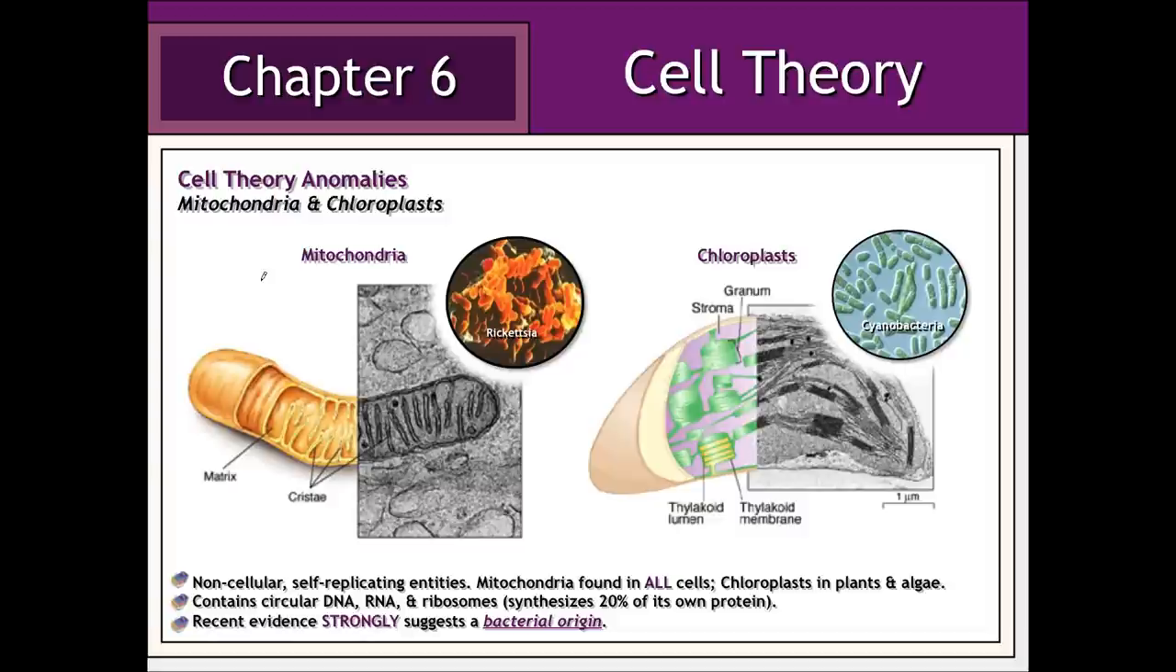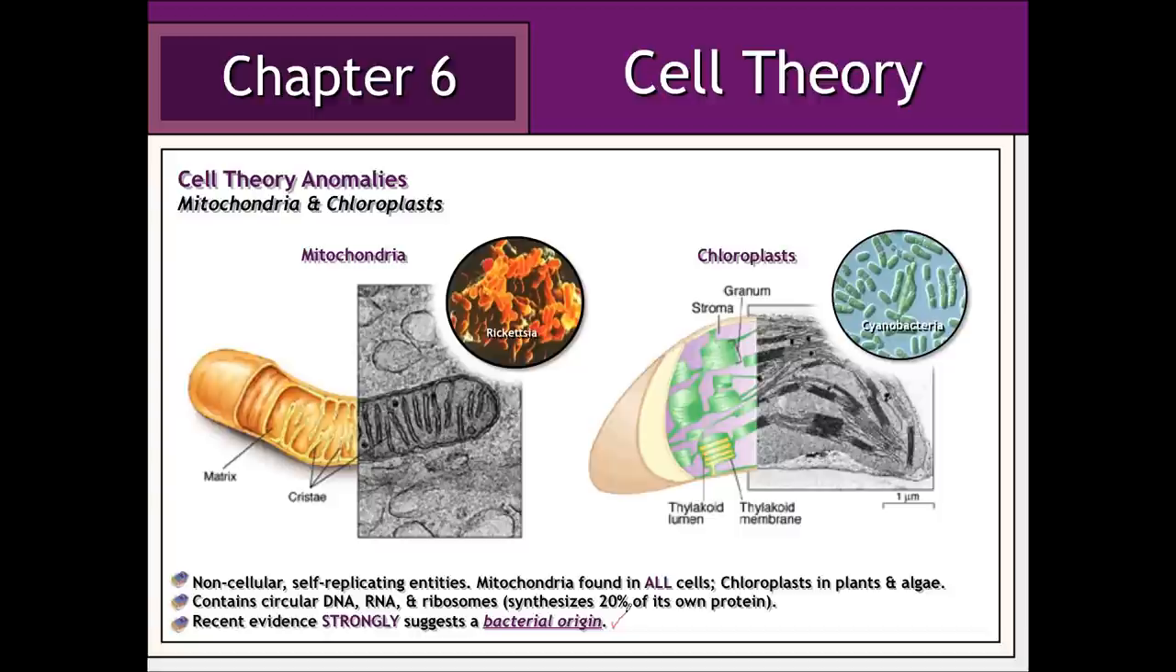However, as we will see, their existence makes a lot more sense when we view them through the lens of evolutionary history. Both mitochondria and chloroplasts are non-cellular, self-replicating entities. This is because both structures contain their own DNA, produce their own RNA, contain their own ribosomes, and produce much of their own protein. The existence of these features, as well as the location of mitochondria and chloroplasts within modern eukaryotic cells, strongly suggests that they descended from bacterial ancestors.